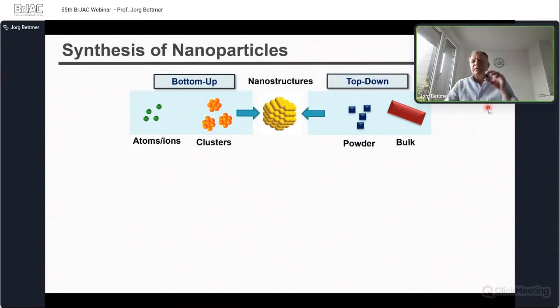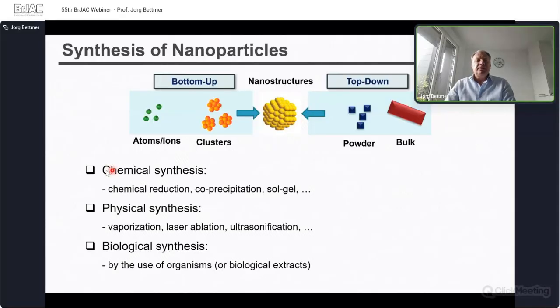and then under specific conditions, you form these nanostructures. The other way is, of course, coming from the other side. It's called the top-down approach, in which we come from powder or from bulk material, and by physical methods, we lower the size of the material, and then come up to the sought nanostructures. Here it's a little bit summarized.